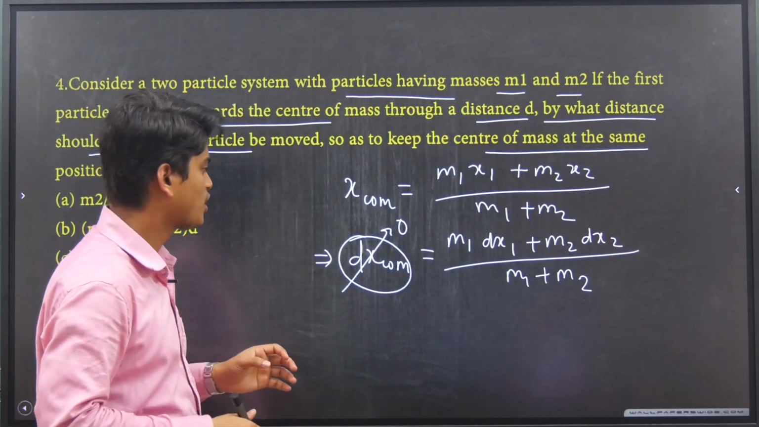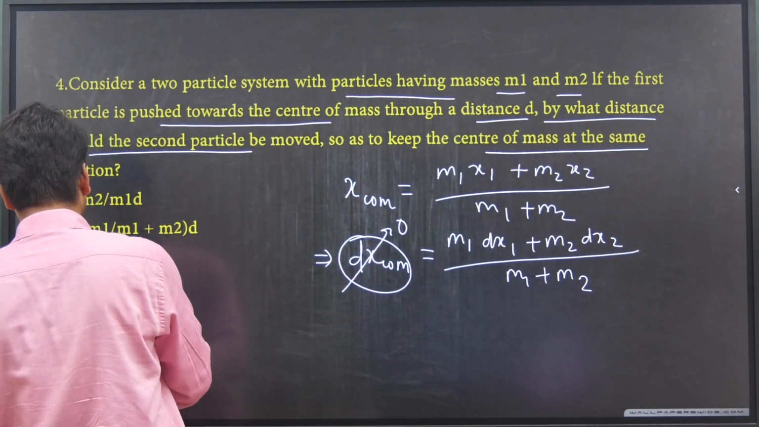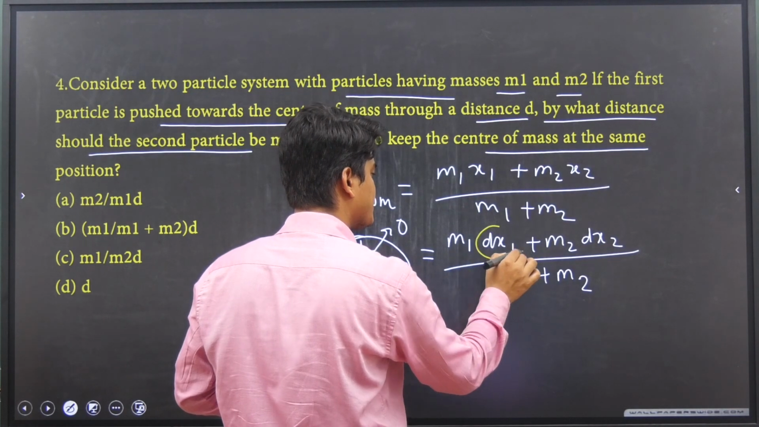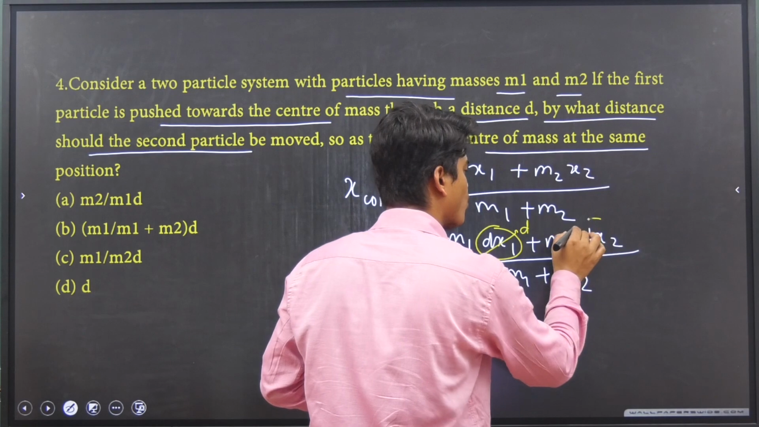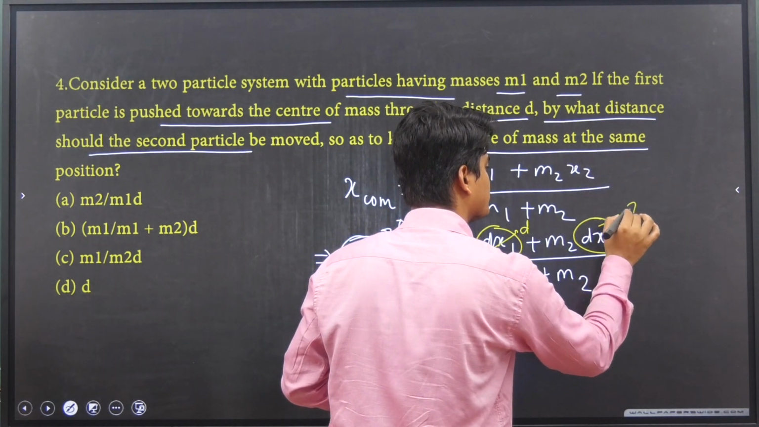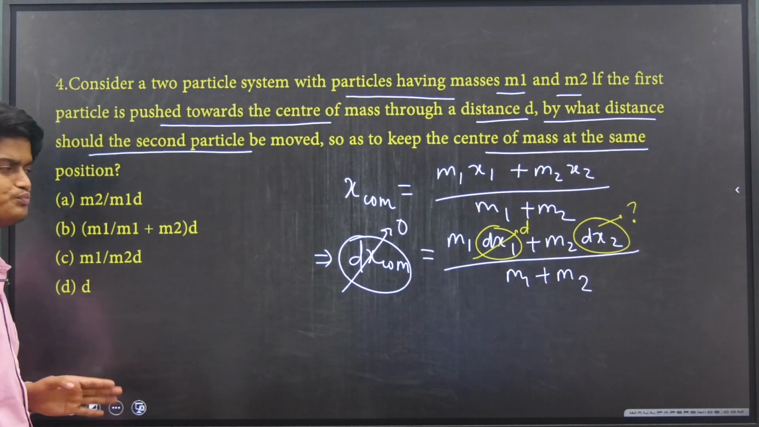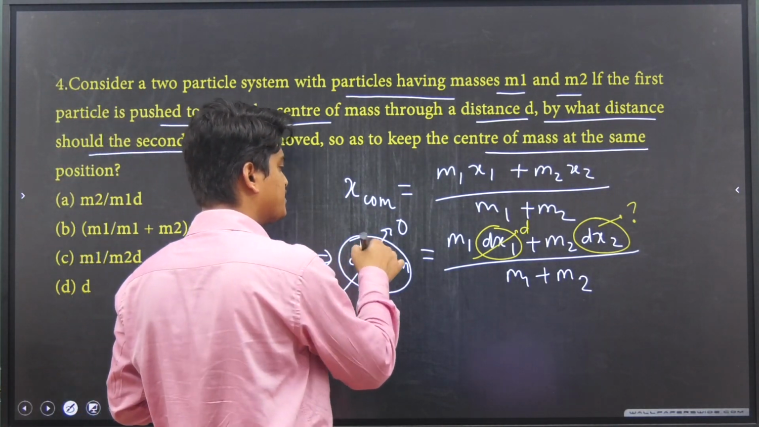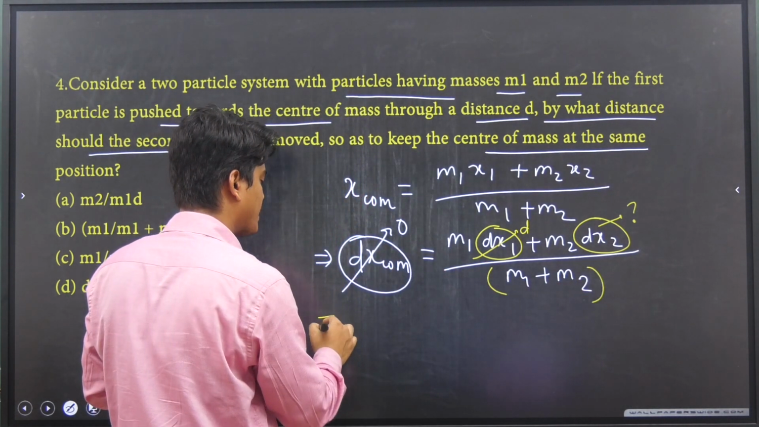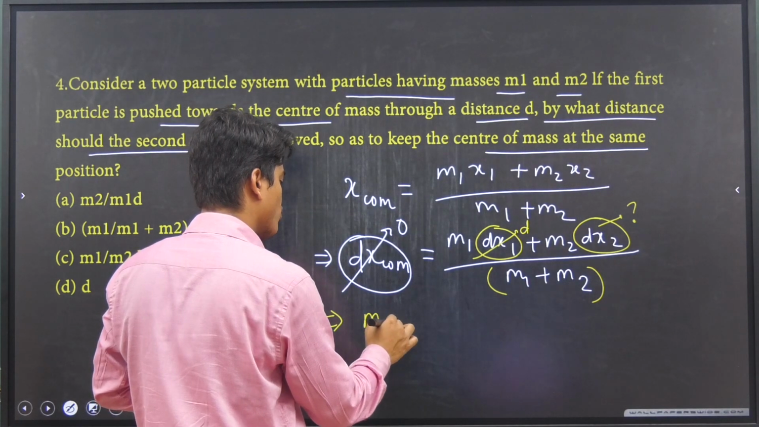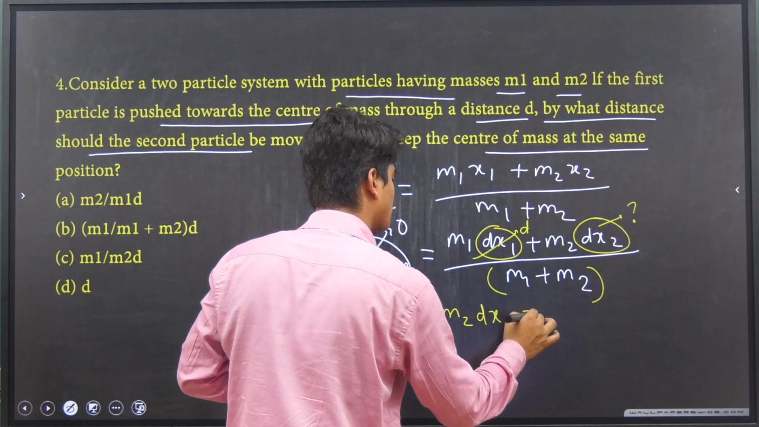Initial, final, same. But this one has already changed. How much has it changed? It has changed by distance d. Now they are asking what will be the change in the second mass. So this is the question they are asking. So here it is given in the form of m1 and m2. Now we will try to find it. Now see, if this is 0, if I multiply this whole quantity, this total term will be 0. So I can write it directly as m1 d plus m2 into dx2 equals 0.